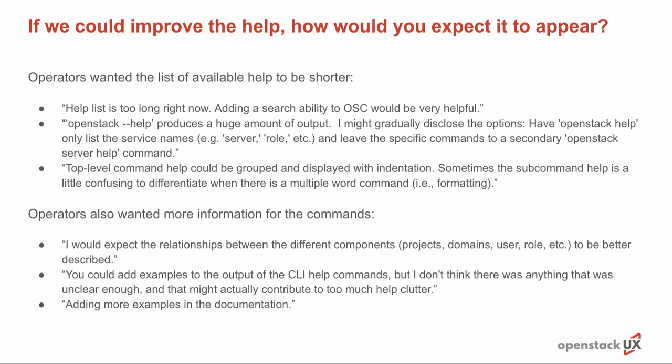So if we could improve the help, how would you expect it to appear? Operators wanted the list of available help to be shorter. And again, it was possible to make that list shorter. What we found is that operators didn't understand how to do a context sensitive search for help. So from our perspective, it's more of an education thing than actually fixing the feature itself. And they also wanted more information for the commands. So, one way to think about this is they wanted that list of commands to be shorter when they were searching for help. But when they did land on a command, they wanted a little more detail than they were getting.